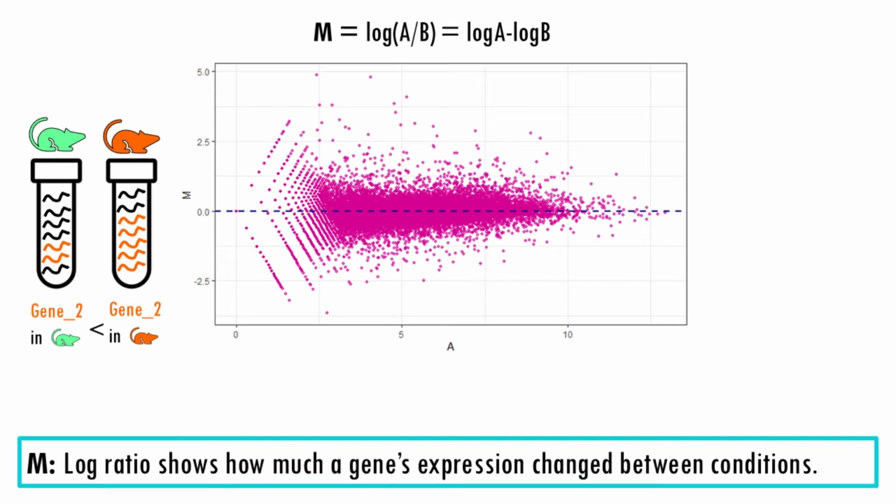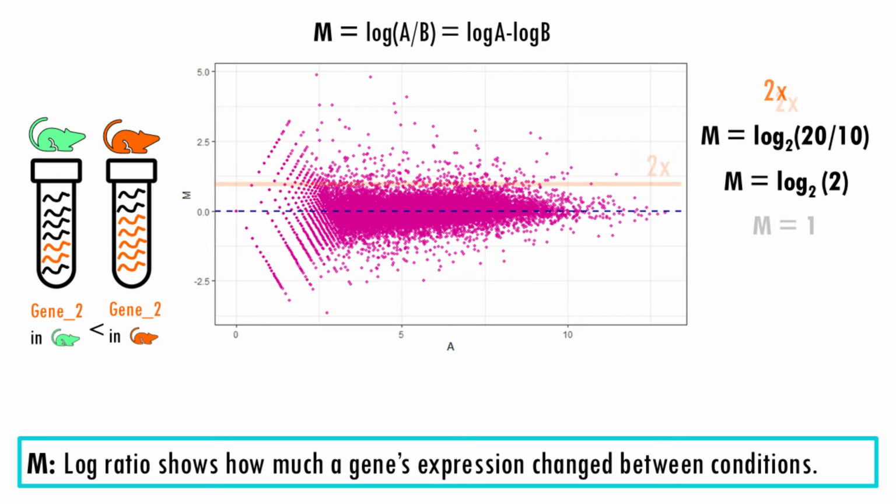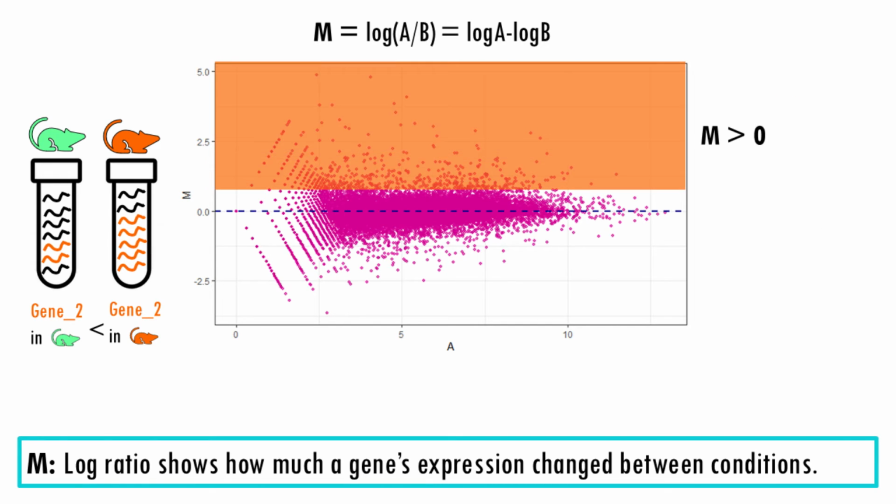What about this orange gene? It's higher in sample 2, so when we calculate our log 2-fold change, we'll have a log value of a high positive number, which will give us a positive M. For example, if the gene has doubled the expression in sample 2 compared to sample 1, the log 2-fold change of 2 will be 1. If the gene has 4 times the expression in sample 2 compared to sample 1, the log 2-fold change of 4 will be 2. So genes with a positive M are upregulated in sample 2 compared to sample 1.